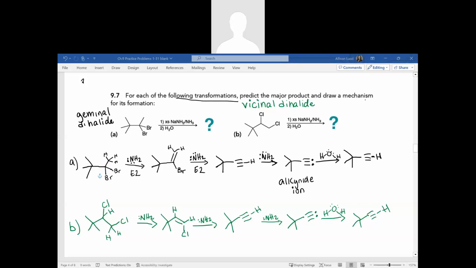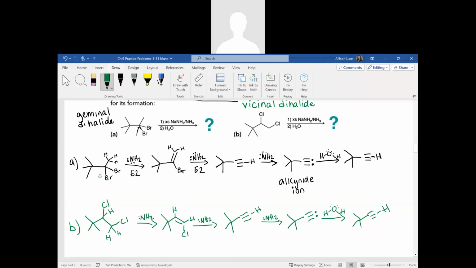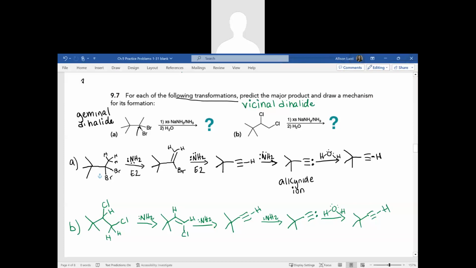So I have laid out here two different pathways. We have first with A here a geminal dihalide. So on the same carbon, we have our two bromines that will be removed in two elimination reactions. And then over here in green, we see this vicinal dihalide. So we have two different carbons next to each other, which have the halogens here. So those will be removed in two elimination reactions as well.